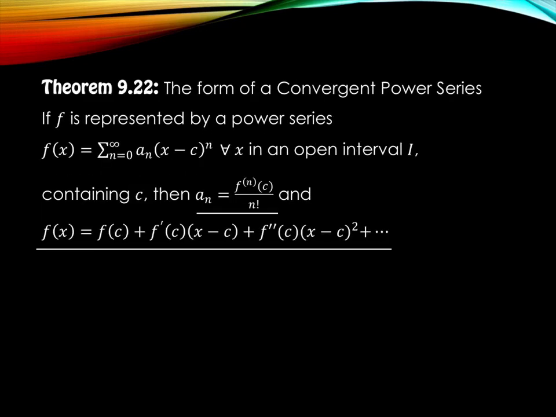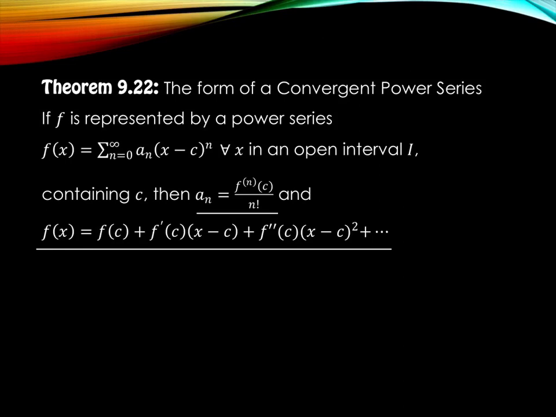All right, so theorem 9.22, this is the form of a convergent power series. So if f, our function, is represented by a power series, f of x is the summation from n equals 0 to infinity of a sub n, x minus c to the n, for all x in an open interval I containing c, then that a sub n value is the nth derivative at c divided by n factorial. So that says the nth derivative at c divided by n factorial.